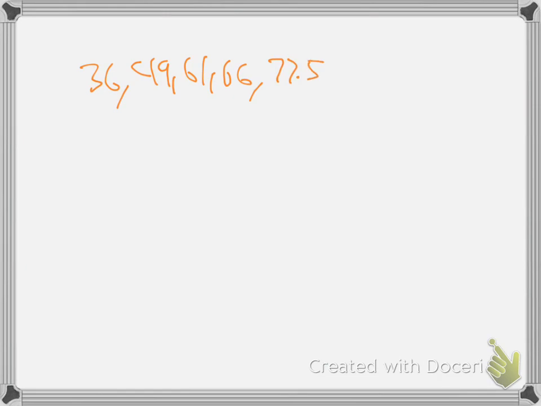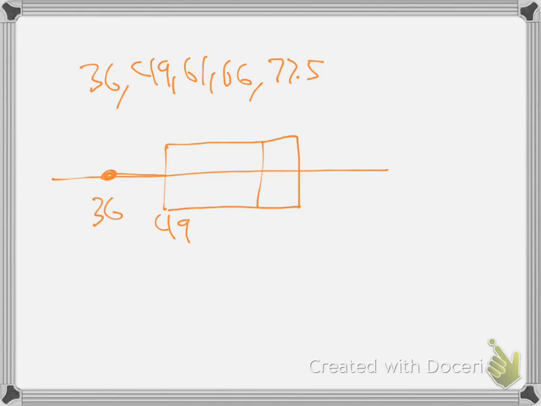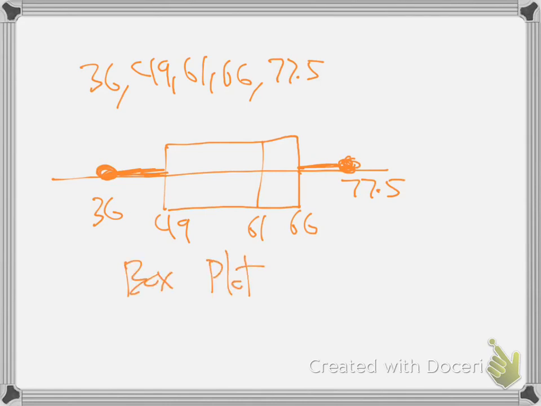77.5. Basically, that breaks the data set into 4 sections. So if you put the data like on a number line, this would be 36. Then they have a box. This would be 49, 61, 66, and this is 77.5. It has this line going up and this line going down and a big dot there. This is called a box plot, is what it's called. And basically you take those 5 numbers and you put them on the pieces of the box like that. Let me explain what that even means.